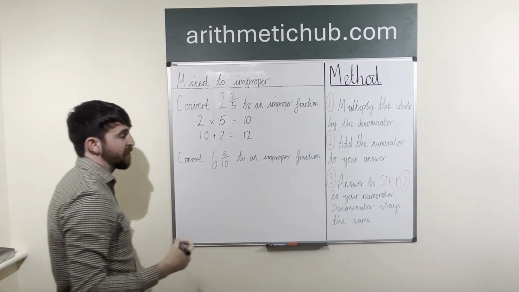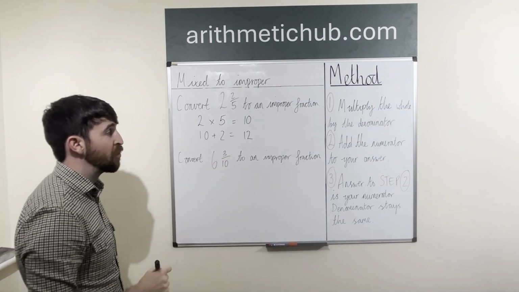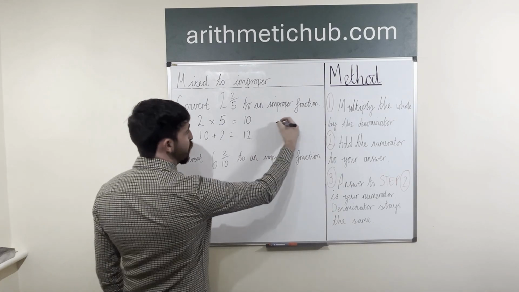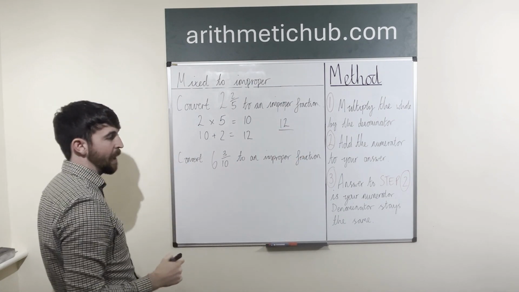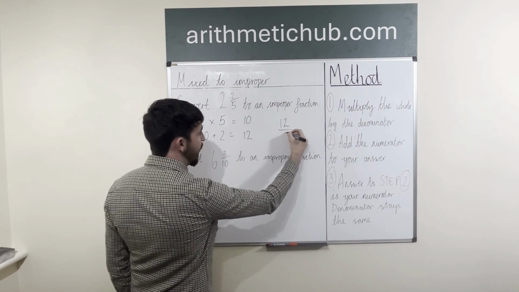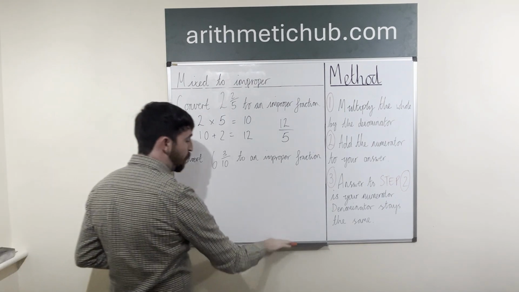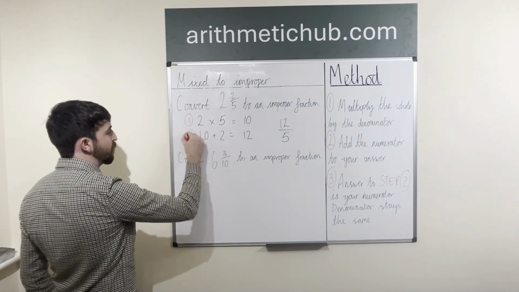The third part of the method says the answer to step 2, which is 12, is your new numerator. The denominator stays the same. So your numerator is going to be 12, which is the answer to step 2, and your denominator is going to stay the same. Our denominator is 5, so it stays the same. And what might help us here might be to write on our steps for each of these different parts.